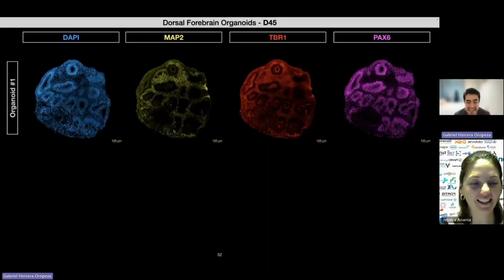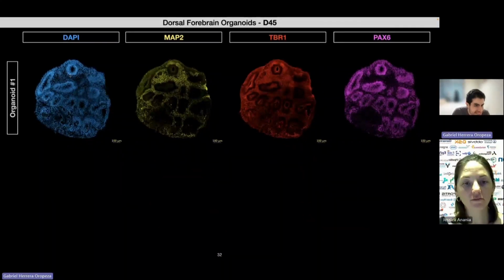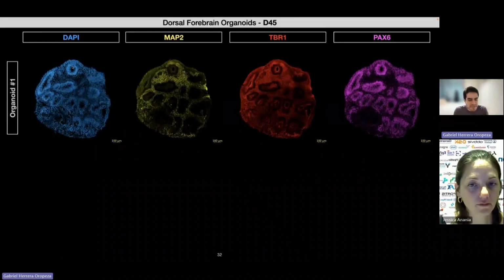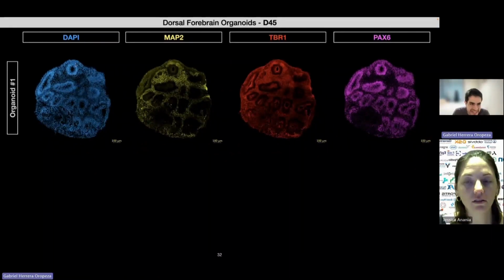So here I have, I think this was a day 45 dorsal organoid, the one that recapitulates the cortex, and I'm showing a staining for 3 different markers. DAPI is just staining for the nuclei, and then MAP2. MAP2 is a pan-neuronal marker, so it's basically showing us where the neurons are located. As you can see, in organoids we can see what we call rosettes, structures that resemble the ventricles of the brain. This is where cells are generated, where the progenitor cells are located in these ventricle-like structures.